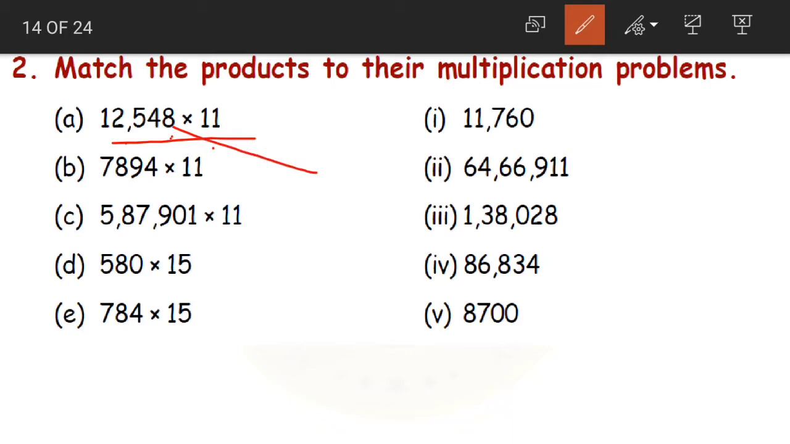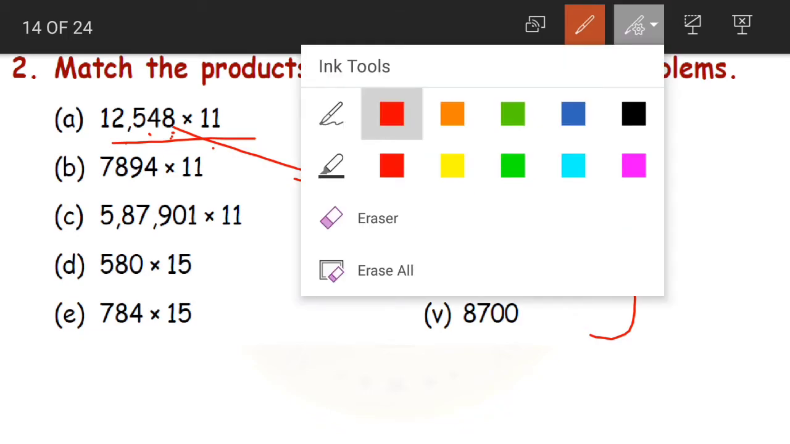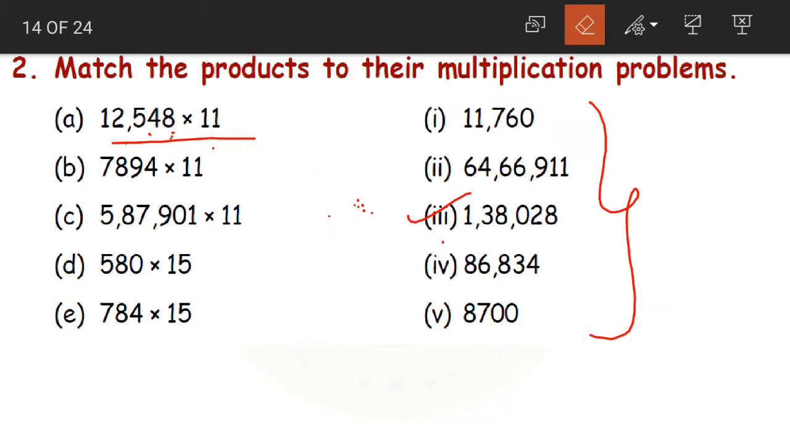When multiplying with 11, the last digit we will write as it is. Yes, 8. So the digit in the ones place will be 8. Now look at the options here. Which has 8 in the ones place? Option number 3. So our correct answer for A is option number 3. Simple, right? Without even solving it, we can match it with the correct answer.